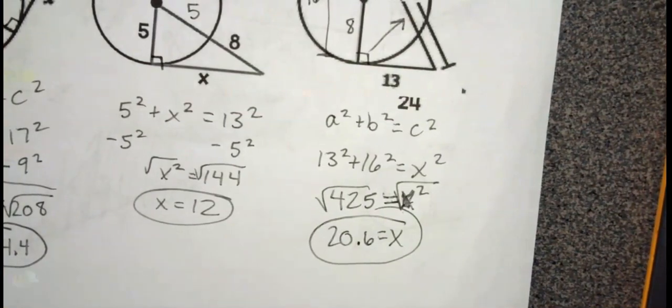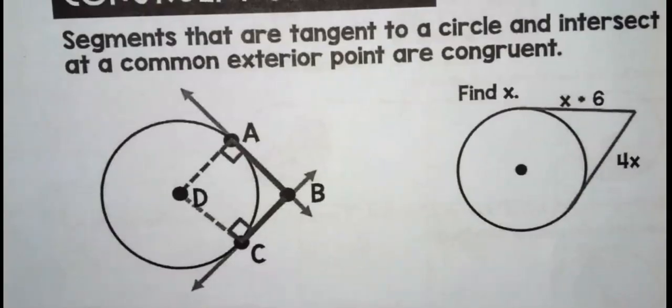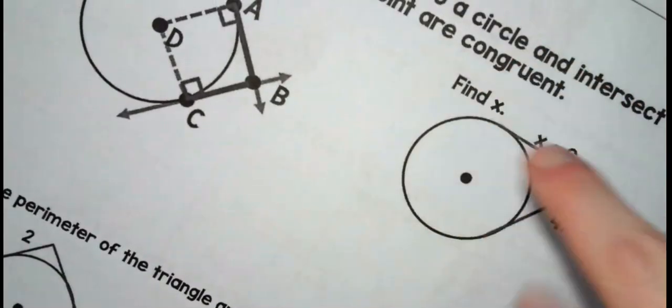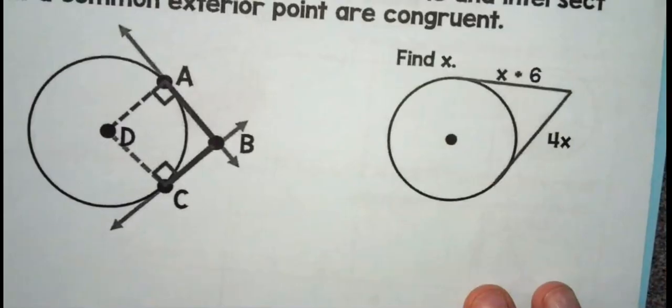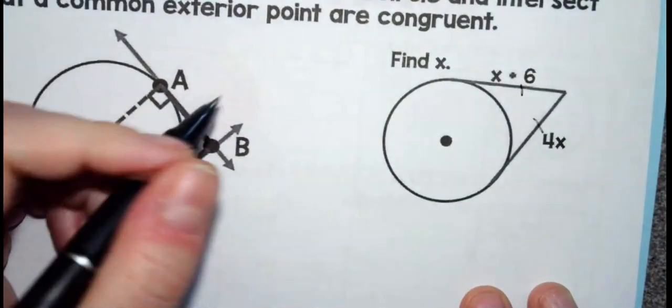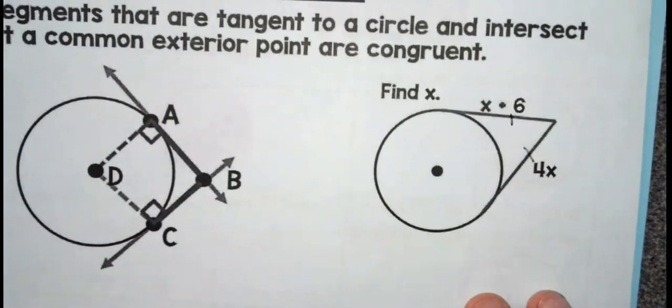Alright, let's go to the next page. So if you get a picture that looks like a snow cone, and this is kind of how I always look at these. Looks like a snow cone, right? Like if you turn it, like the little cup and then the snow ball on top. Those two tangent lines are going to be congruent to each other. Always. This is another theorem.